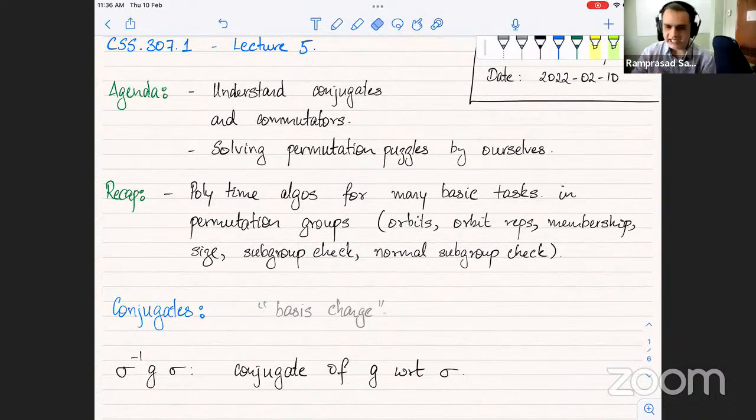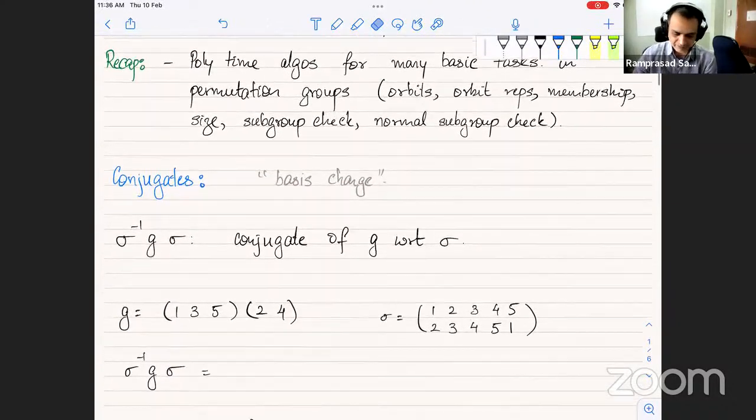But if you're reading some notes and it shows up, you know what that means. So the first thing we are going to try and understand is, what do these conjugates do? Like if G and sigma were two specific permutations, what does the conjugate look like?